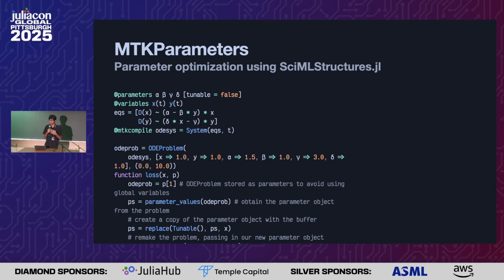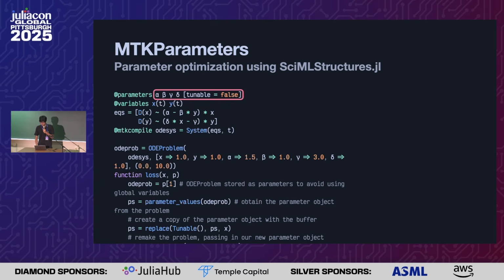Another thing that the parameter struct lets us do is parameter optimization. So we can solve for parameters against some experimental data. I have a really trivial system here, and it has 4 parameters, alpha, beta, gamma, and delta. You can see alpha, beta, and gamma are normal, and I've marked delta with this tag called tunable equal to false. What this means is that I want to solve for alpha, beta, and gamma because they are by default tunable, and I don't want to solve for delta.